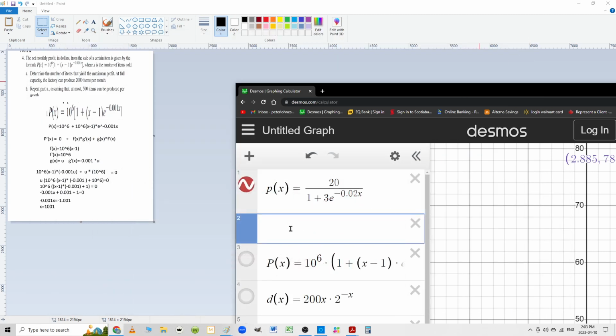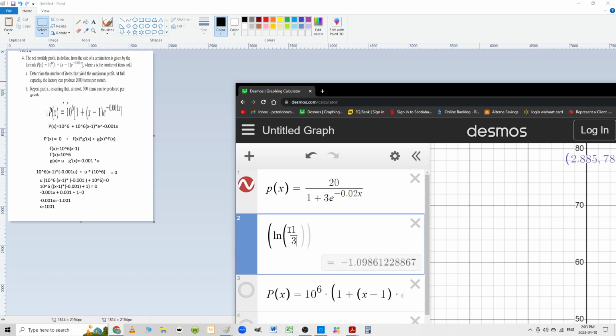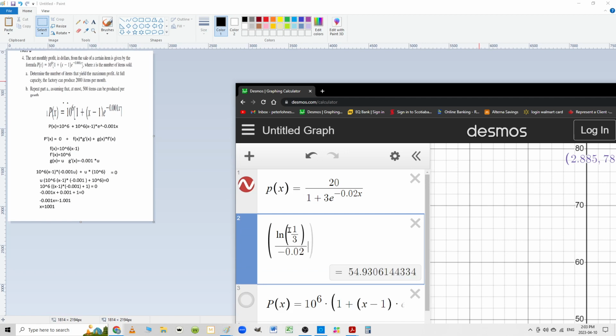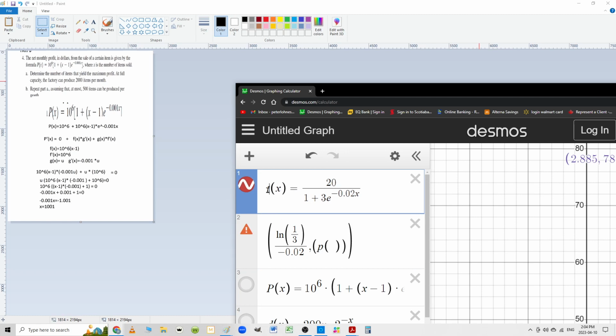Okay? So that means that p, or sorry, bracket, ln of a third divided by negative 0.02, comma, p of that. And I'm going to change the p to q of that. No, t of that, because we have it later on. And I'm just going to put all of this into there, and it's going to plot the point for me.